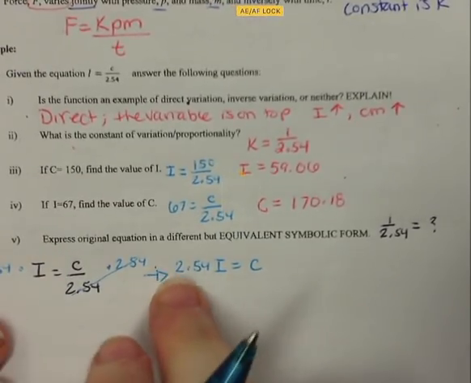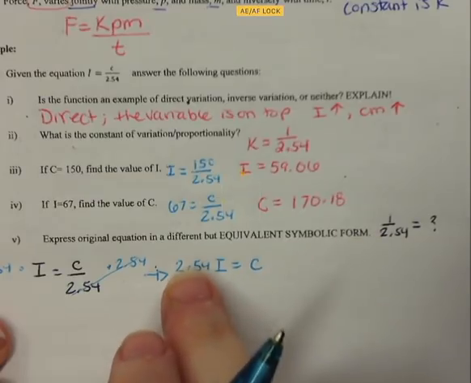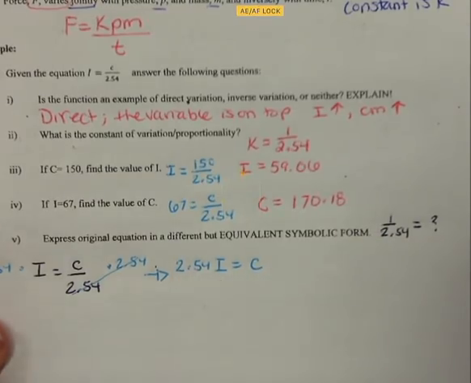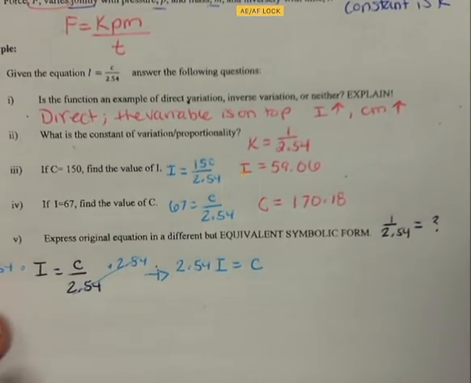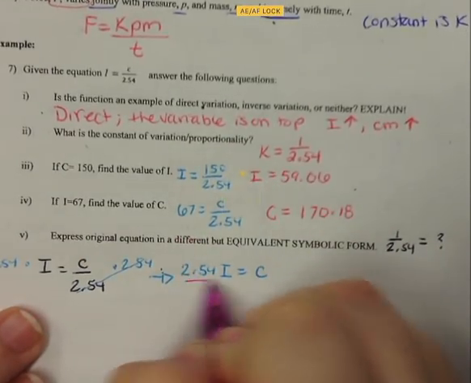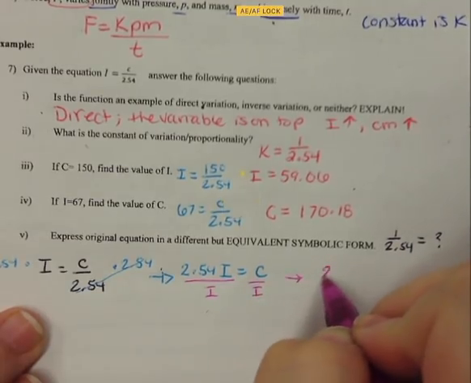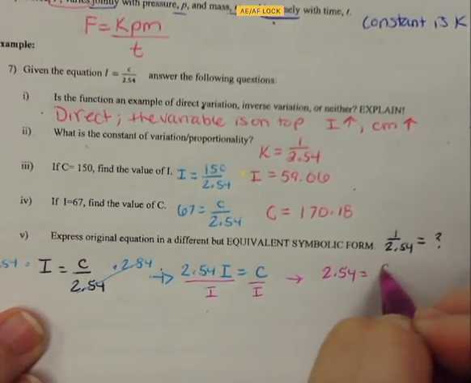Now we want to get the 2 and 54 hundredths alone, but again, we want to make it end up looking like this. So the first thing we need to do is at least divide by that I. We want to divide by that I so we can get the 2 and 54 hundredths alone. So divide both sides by I. We end up getting 2 and 54 hundredths equals c over I.